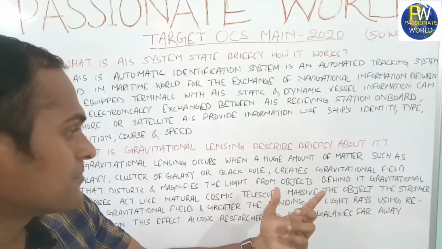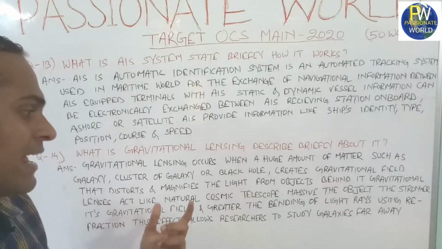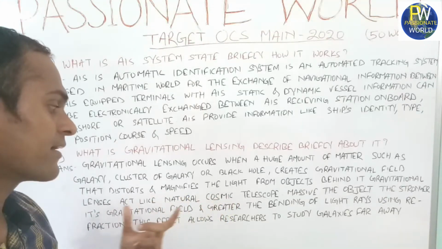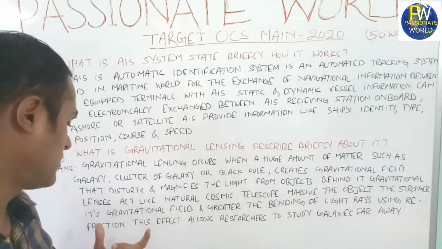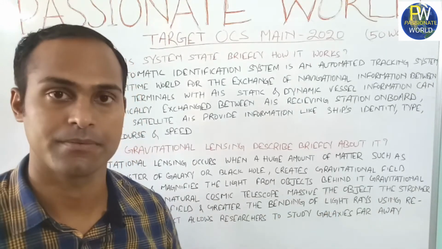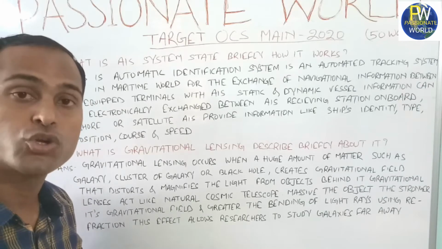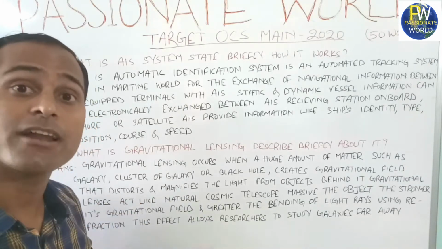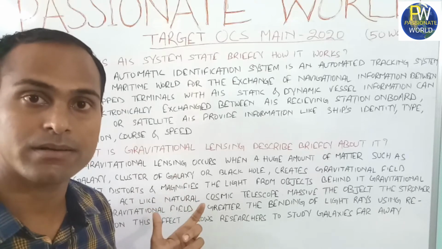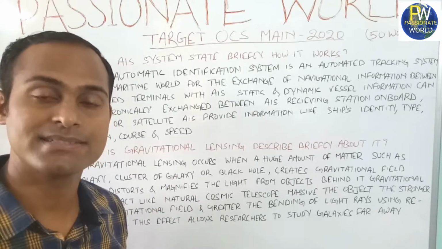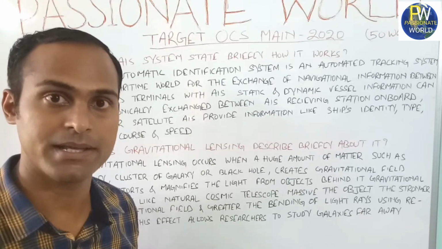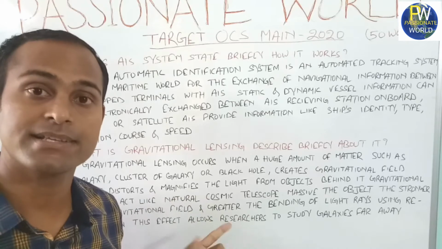The more massive the object, the stronger its gravitational field and the greater the bending of light rays using refraction. This particular thing uses the principle of refraction in optics. This effect allows researchers to study galaxies far away. Gravitational lensing helps to study the galaxies which are far away from Earth. And there is another thing relating to gravitational lensing. It uses the principle of Einstein's theory of relativity. You are supposed to be knowing the theory of relativity, and gravitational lensing is using that.